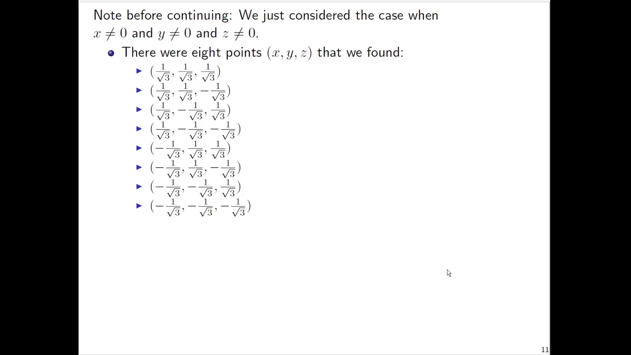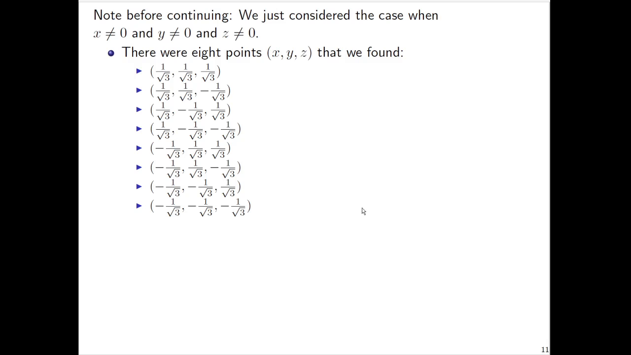Okay, note before continuing, we just considered the case when x is not equal to 0, and y is not equal to 0, and z is not equal to 0. And these were the 8 points just to spell them all out in detail. Sorry, this list looks a little messy, but either the x-coordinate is positive or negative, either the y-coordinate is positive or negative, either the z-coordinate is positive or negative.